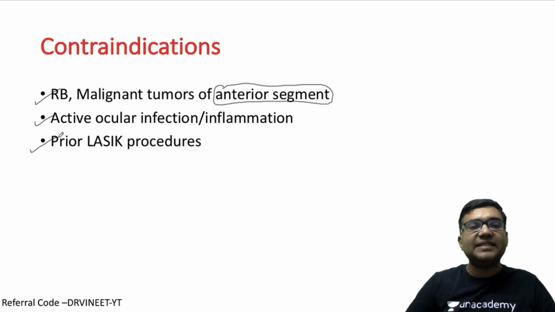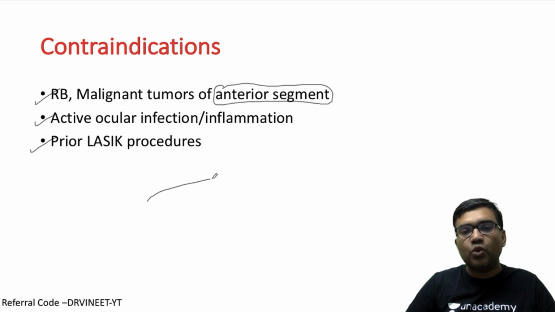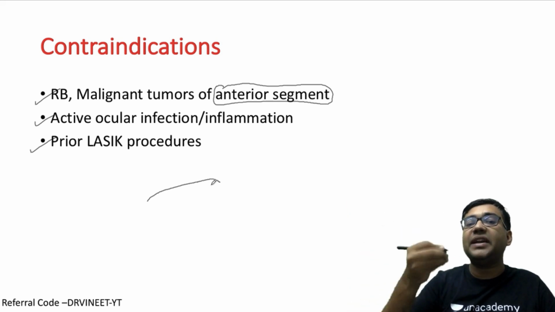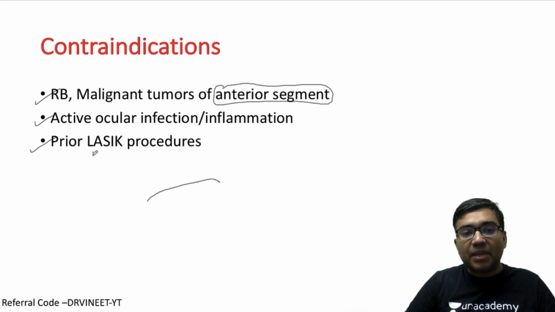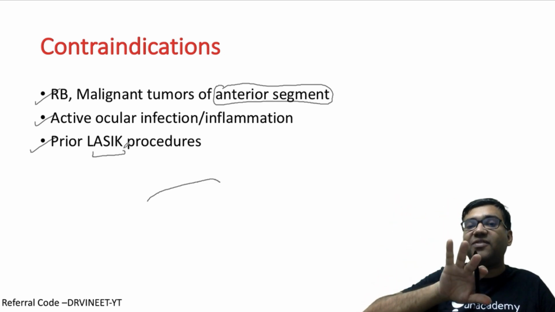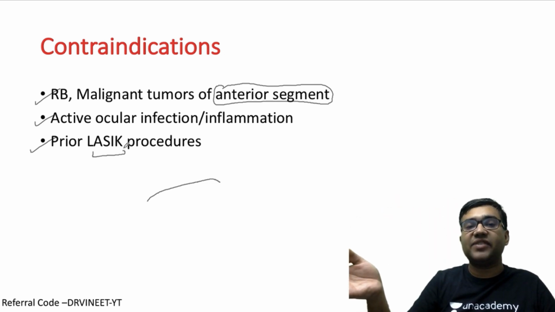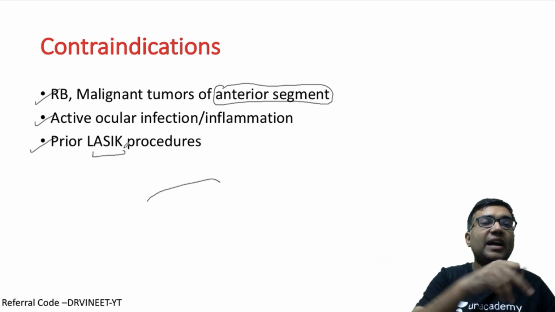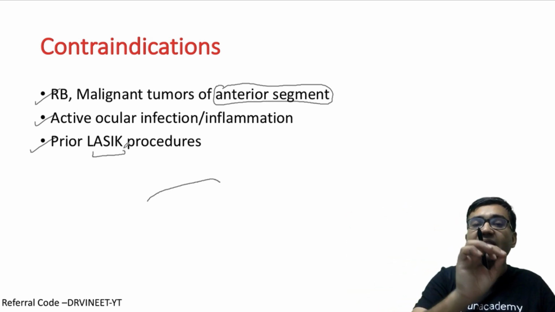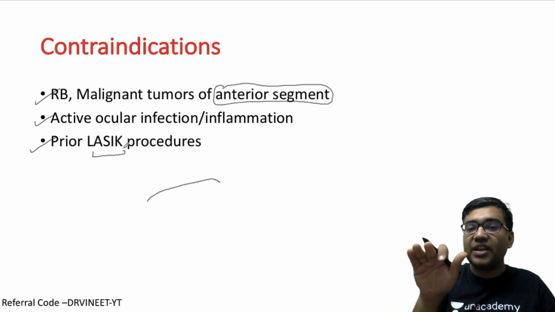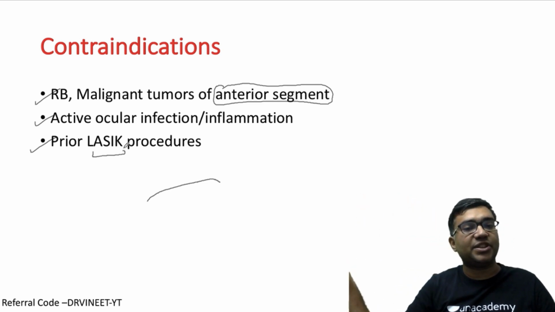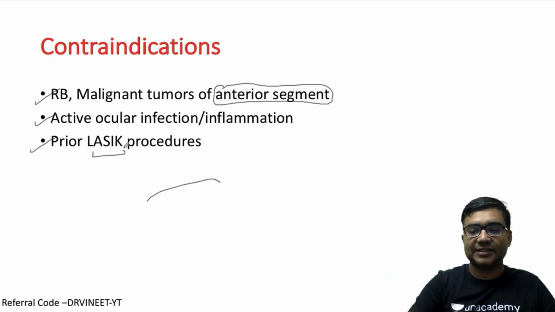The reason is that in LASIK procedures, what we do is we change the shape of the cornea. So the keratometry that now comes in the donor cornea would be different. You get my point? Remember, in LASIK procedures, we either flatten or steepen the corneal curvature. So we have changed the corneal curvature, and if I put this cornea into another patient, then this change of curvature of the cornea may cause an unexpected refractive error in that patient. Okay, so this is a contraindication.